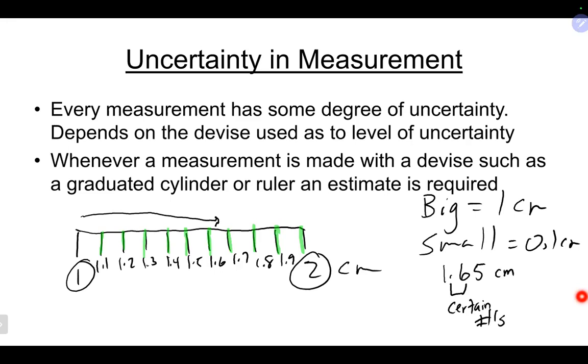And that is the uncertain digit. And we should always record the first uncertain digit, or sometimes referred to as the estimated digit. And technically speaking, when you do that, that is how you should take a proper measurement. You should record all the certain numbers plus that first uncertain number. And believe it or not, when you do all those good things, that is what we like to refer to as significant figures.